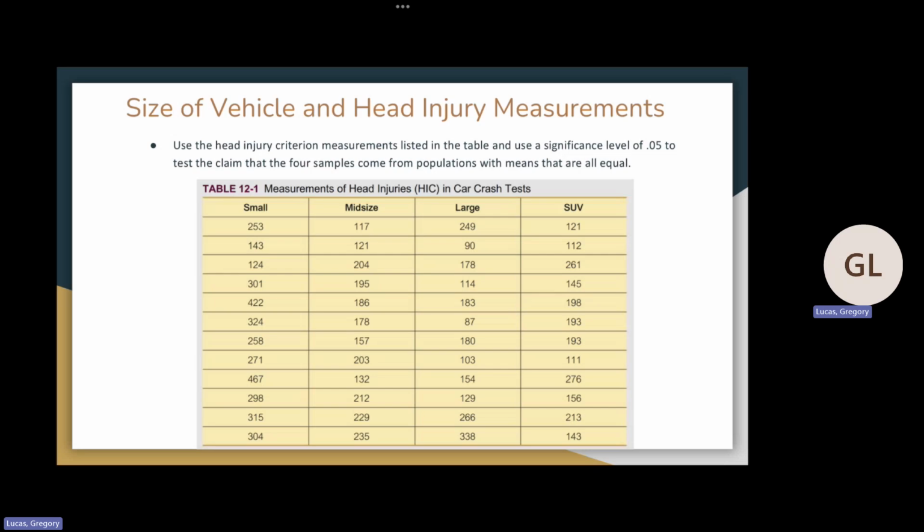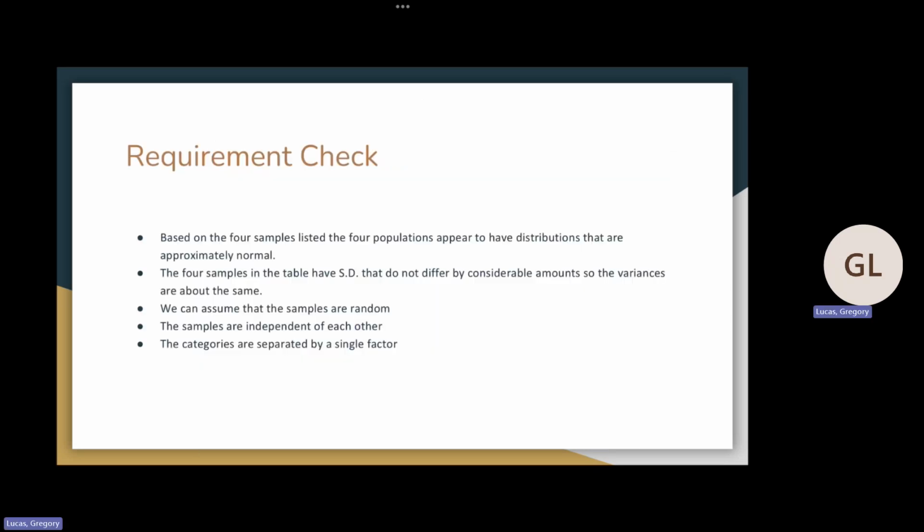That's that one factor that we're breaking up our samples into. So let's do our requirement checks. Based on the 4 samples listed, the 4 populations appear to have distributions that are approximately normal. I'll give you that. The 4 samples in the table have standard deviations that do not differ by considerable amounts, so the variance is about the same. So both those aren't super important, but they are true in this case, so that's nice.